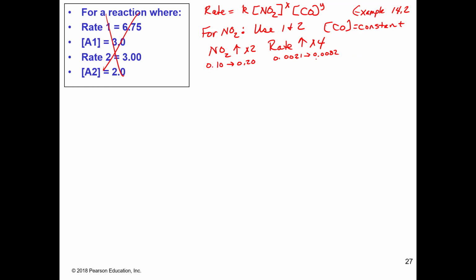So remember how I do this. That means that 2 to the x equals the rate change, which is 4. Now 2 to what power is 4? 2 to the 0 is 1, 2 to the 1 is 2, 2 squared is 4. So x is 2 because I squared it. So it's second order for NO2.